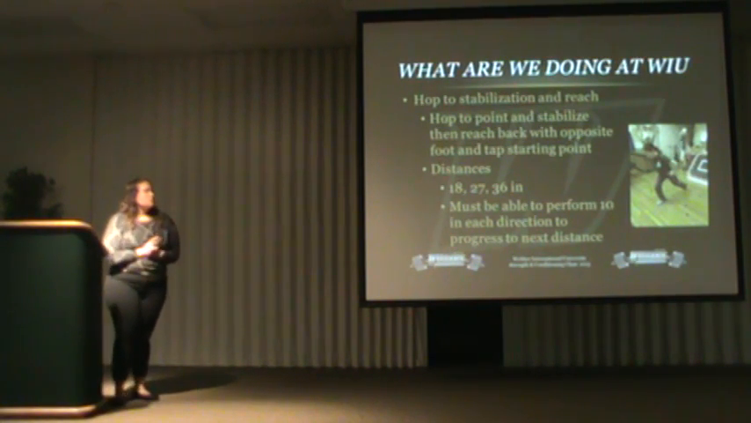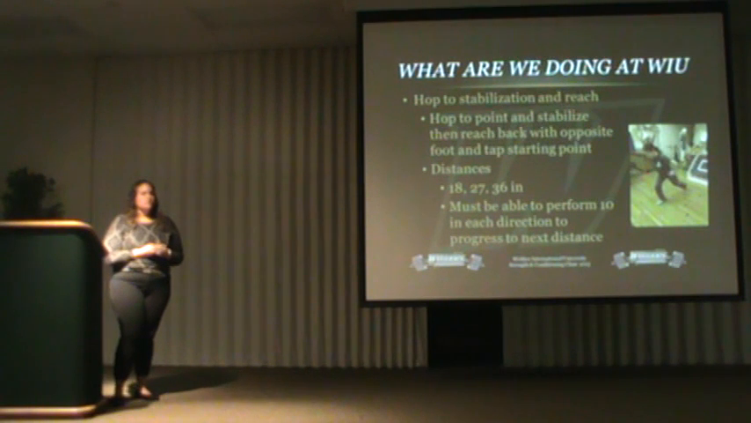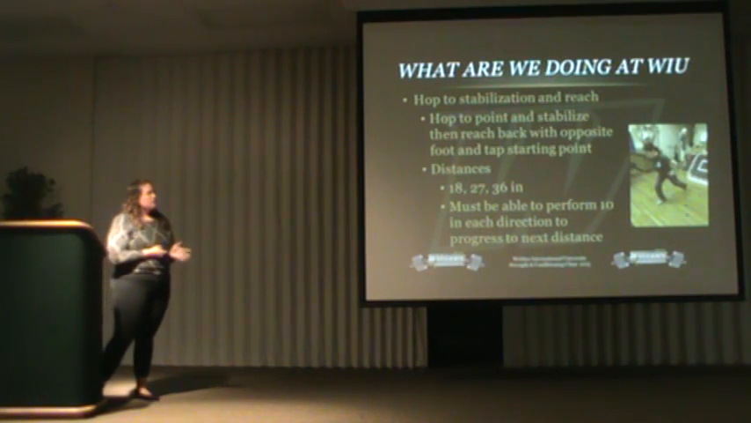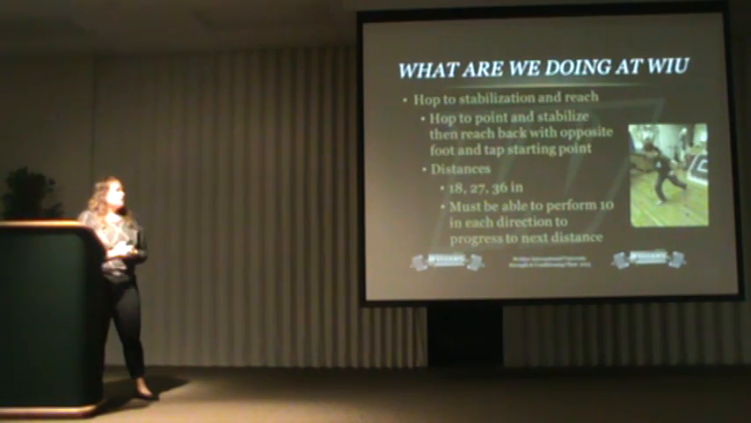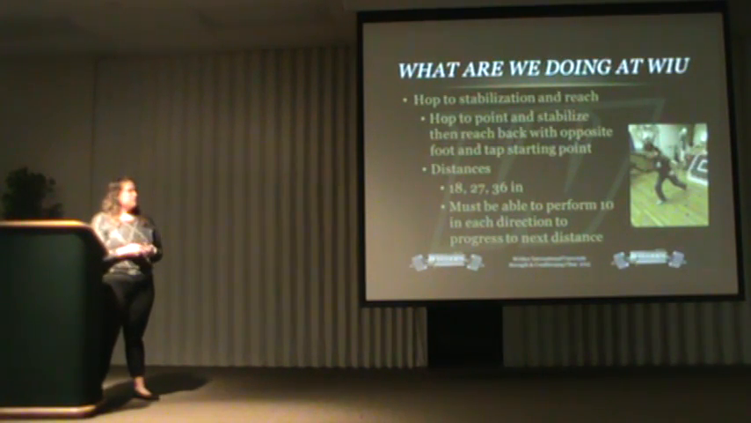The next exercise we use is a hop to stabilization and reach. So the grid is the same as the exercise before. You have them start at that starting position right there, hop to the point they're hopping to, stabilize, and then reach back with their opposite foot and tap down. So again, the distances are 18, 27, and 36 inches, and they must be able to perform 10 in each direction before they progress to the next level of difficulty.